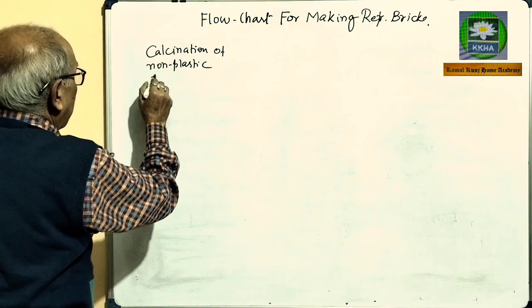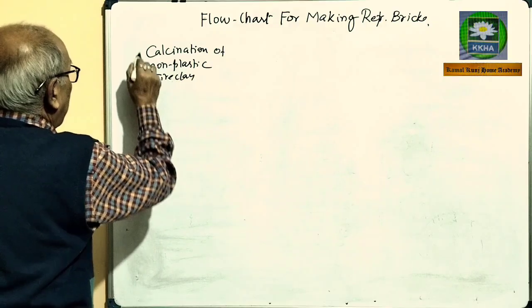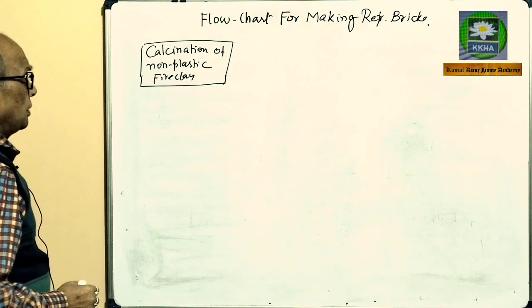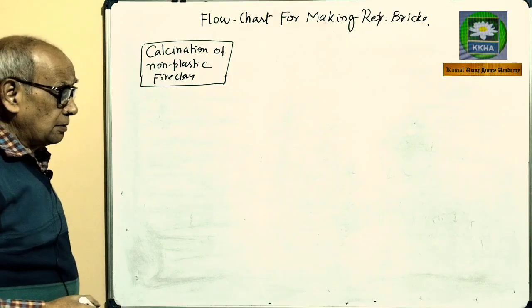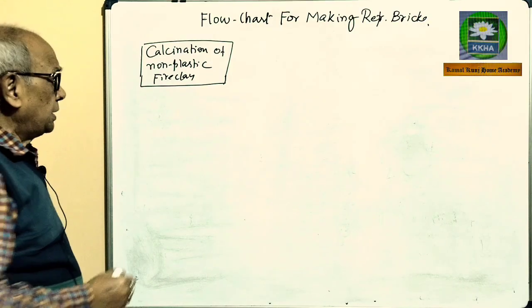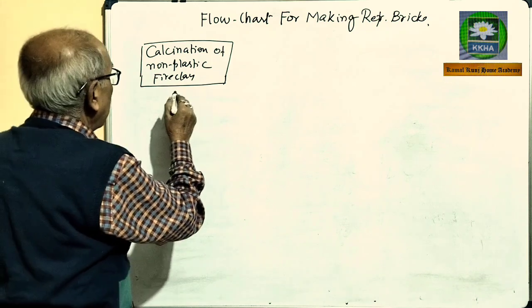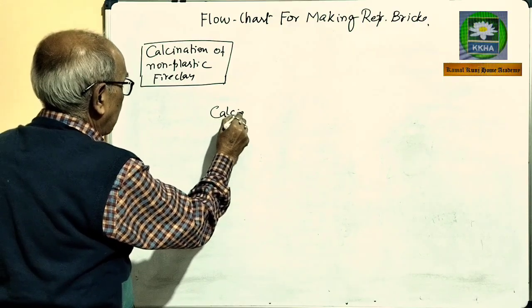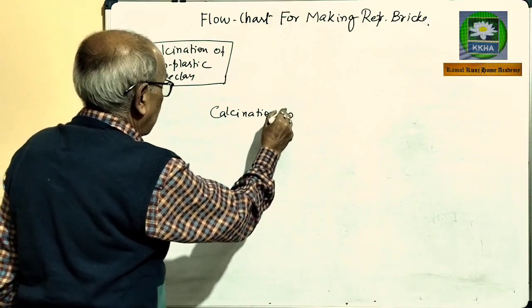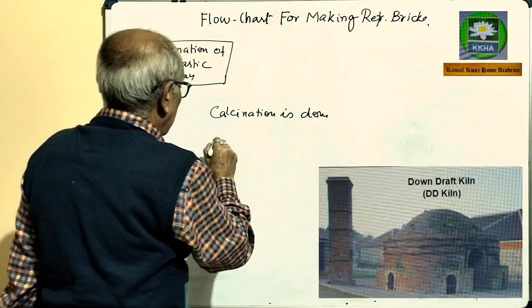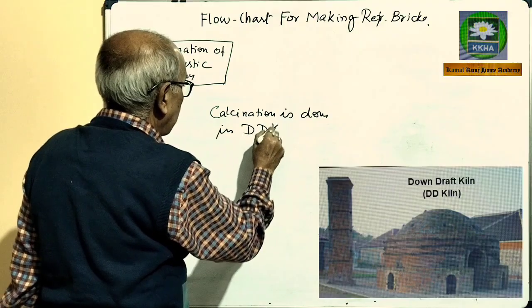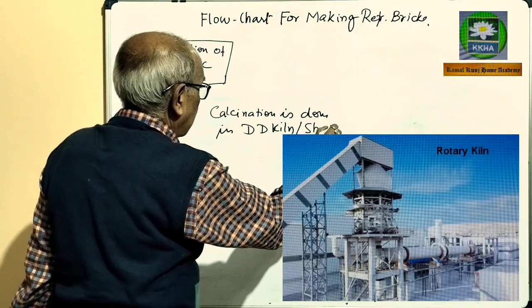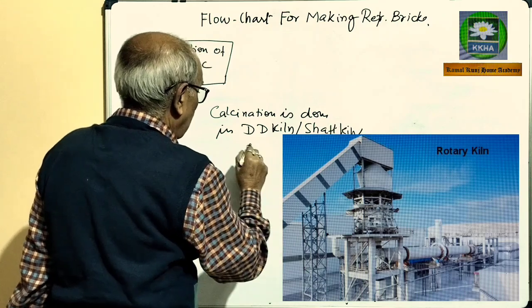Calcination is done generally either in a smaller scale DD kiln, meaning downdraft kiln, or a shaft kiln, or a rotary kiln.